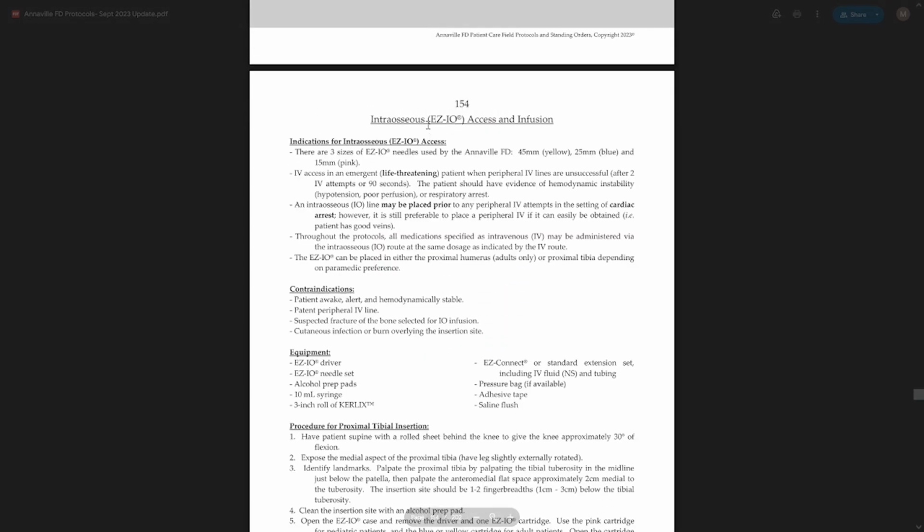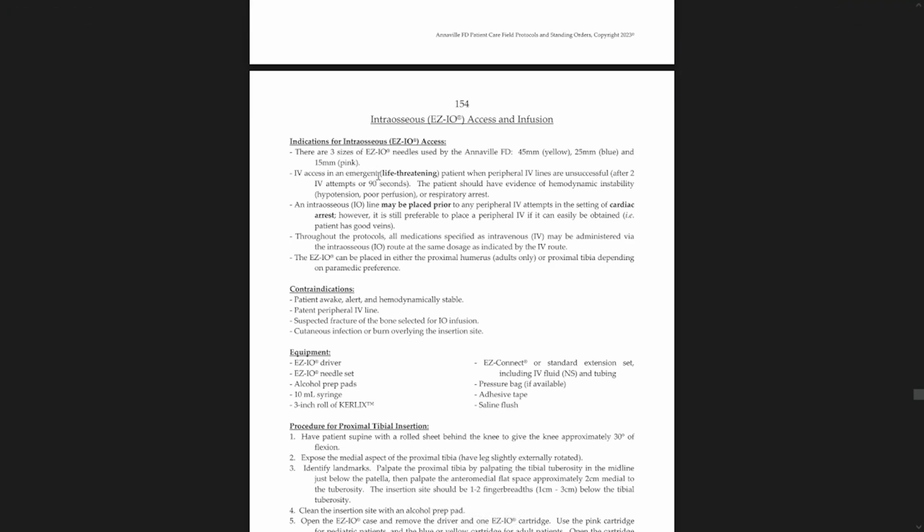For IO access, or intraosseous easy IO access and infusion, the indications for this are: there are 3 sizes of the easy IO needles used by Annaville Fire Department. There's either the 45mm, the 25mm, and the 15mm.